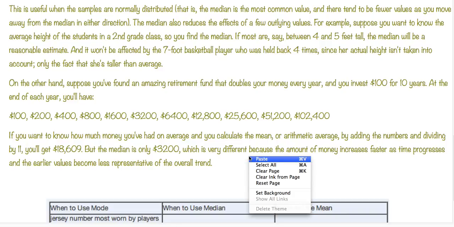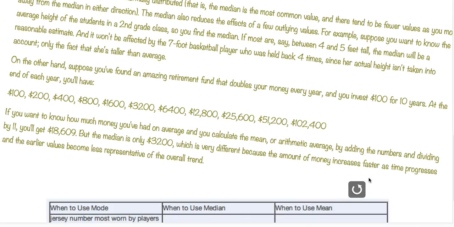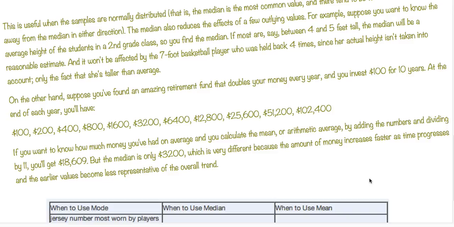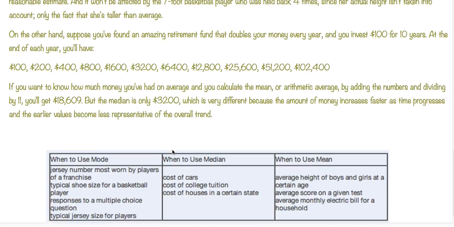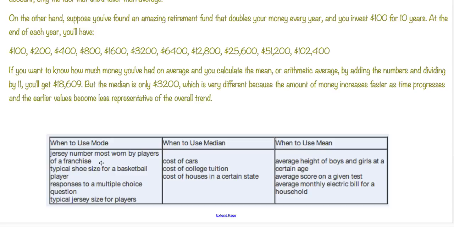Okay, and this is just a table on when to use the 3 measures. These are good examples of when you use the 3 measures of central tendency. Use the mode, let's say, when you're talking about the jersey number most worn by players of a franchise. You want to use the mode when you want to find the typical shoe size of a basketball player. You want to use the mode when you want to find responses to a multiple choice question. And the typical jersey size for players as well.